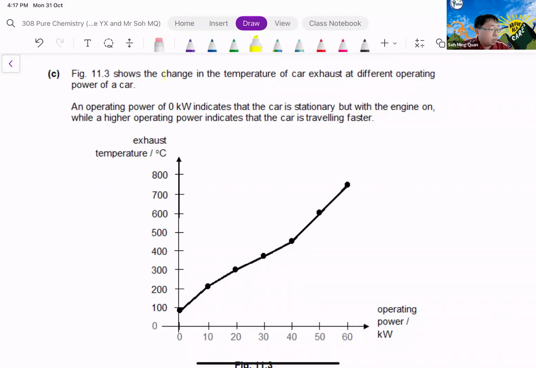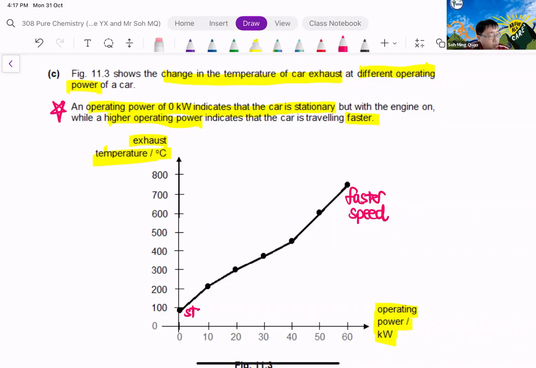So first, when you have a graph, you must know the axis, what it means. So it's exhaust temperature with power. Then you must know mathematical trends. 0 kilowatts means car is stationary. Higher power, faster, important. So let's put this on the graph. Faster speed. 0 kilowatts, stationary.